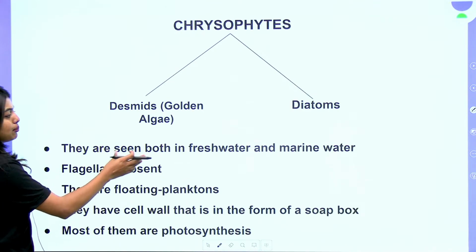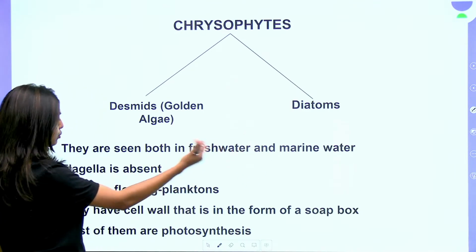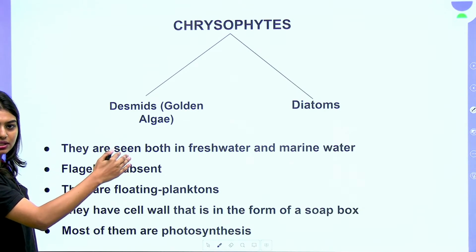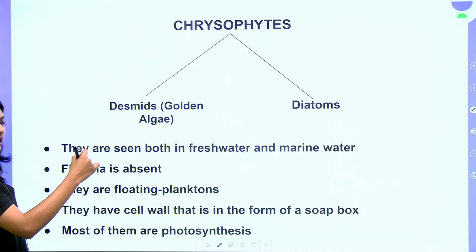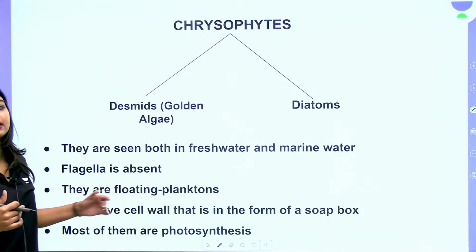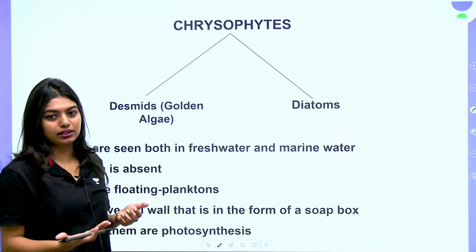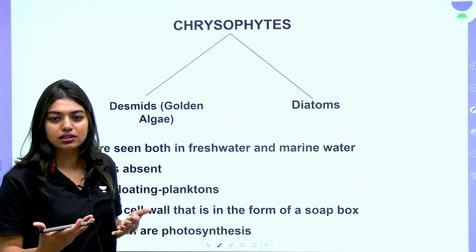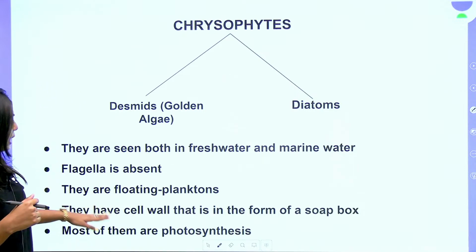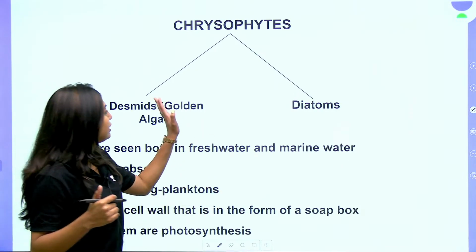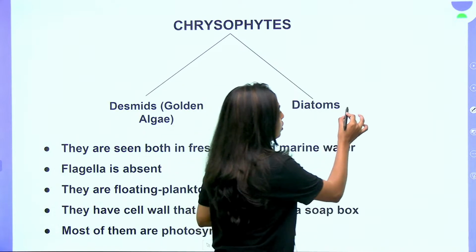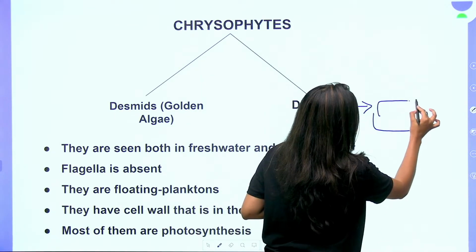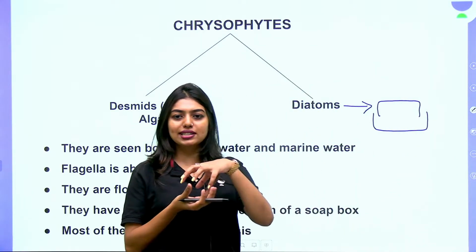Now, they are seen both in freshwater and marine water, and flagella is absent in them. Then they are floating, that is why they are called phytoplanktons. And they have a cell wall. When we talk about diatoms, you should know that their cell wall is made up of a soap box like cell wall.